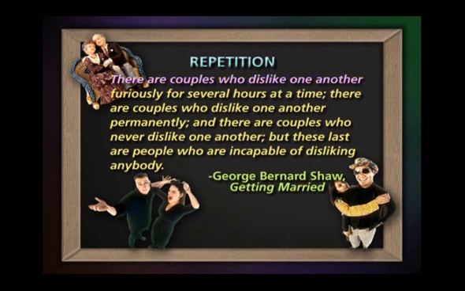The repetition is, there are couples who dislike one another. We have that twice. And then he does it again a little bit shorter. There are couples who. And then he takes the word dislike and he carries that 2 more times with dislike and disliking. By doing this, he has unified his ideas and created a very smooth and flowing style.